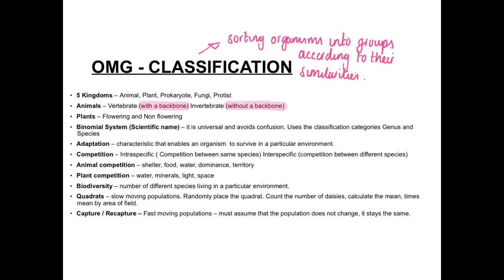Okay. Then we know we have our binomial system. Okay, this comes up every year, so I would learn this. If it comes up, you just need to say, why do we use it? We use it because it is universal and it avoids confusion. And we do it because it's in Latin. It's the same name everywhere we go.